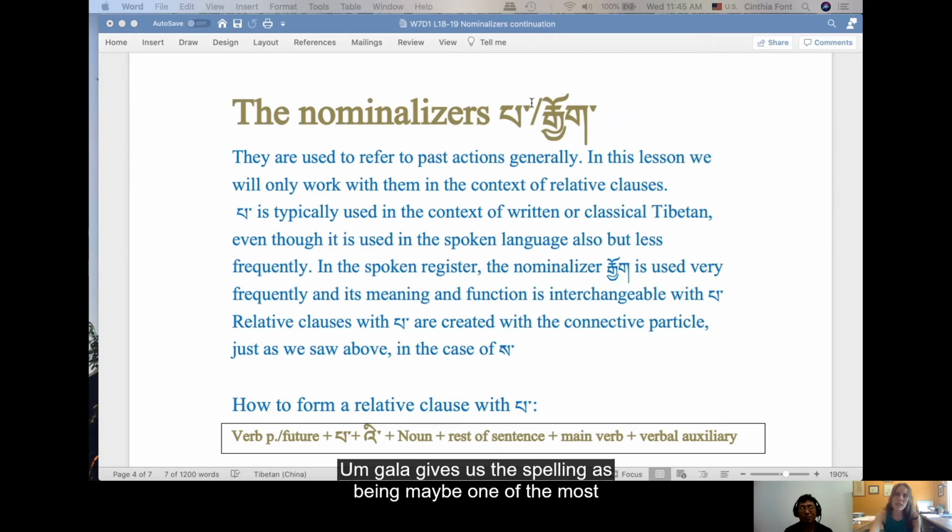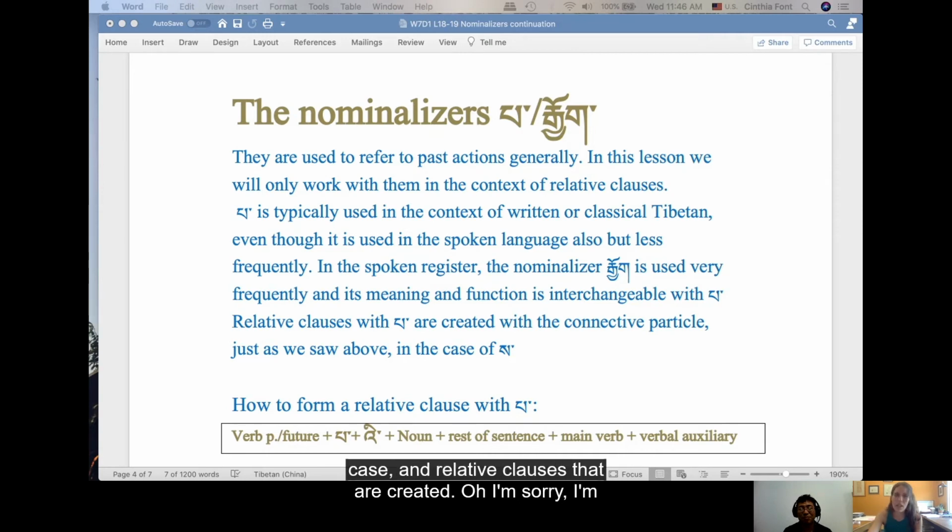Gela gives us this spelling as being maybe one of the most common ones, but because it's really an oral, spoken expression, you won't really find it written down in the dictionary. So in different grammar books or Tibetan books that you might pick up, you might see it spelled in many different ways, okay? So don't get too attached to the spelling of it. Anyway, it is used really, really frequently, and its meaning and its functions are really interchangeable with pa.